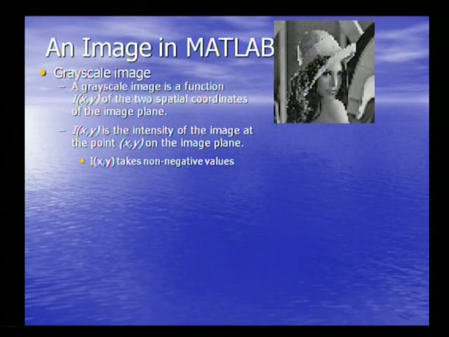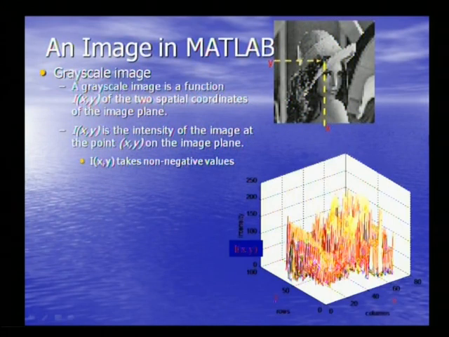An image in MATLAB: a grayscale image is a function I of x comma y of the two spatial coordinates. As we draw coordinates x and y, it represents the value of a pixel, and I of x comma y is the intensity of the grayscale image at the point x comma y on the image plane. You can see the image plane over here. Suppose we want to find the value of this point, then this is the x coordinate and this is the y coordinate, and it represents the value of intensity.